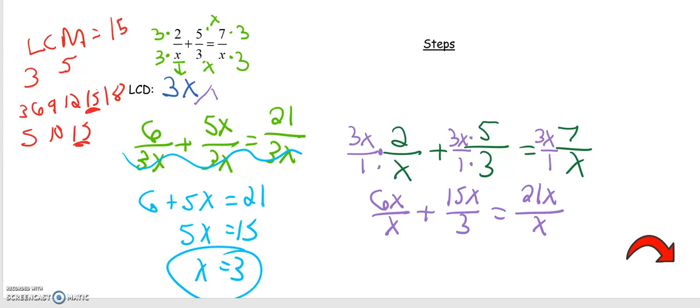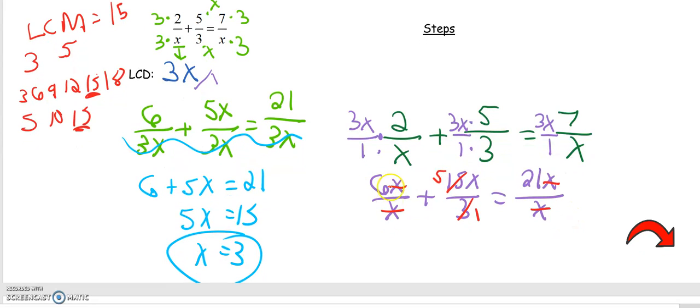Now that you've multiplied straight across, you could go through and simplify. These x's cancel out. Over here, the 15 and the 3 become a 5 and a 1. And then over here, the x's cancel out. So what am I left with? Well, I'm left with 6 plus 5x equals 21.